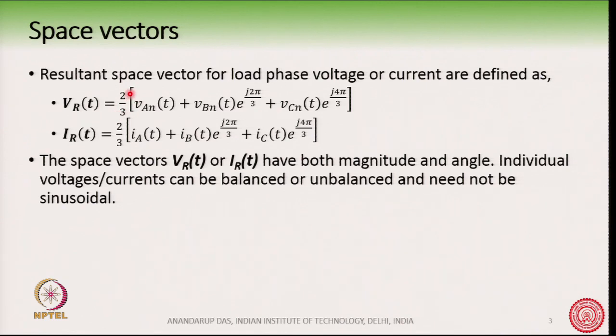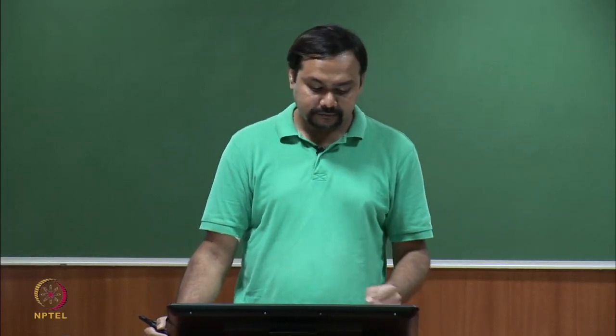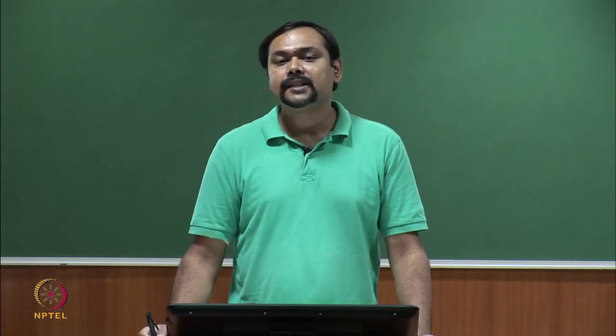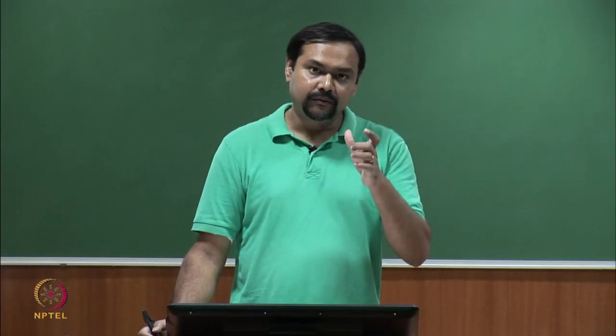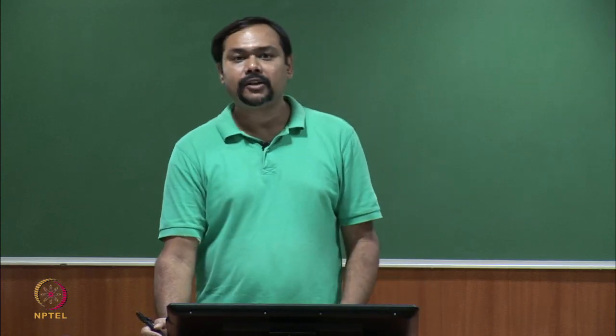Additionally, we have a multiplying factor of 2 by 3 in the front. Sometimes people use 2 by 3, and in some books you will find that they have not used 2 by 3. In this course, we are using 2 by 3 because this is a power invariant transformation. When you multiply the voltage space vector with the current space vector, you get the power, so it is a power invariant transformation. That is why we are using the 2 by 3.